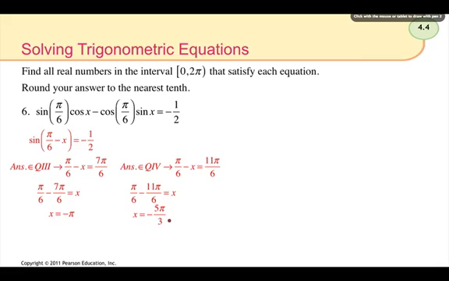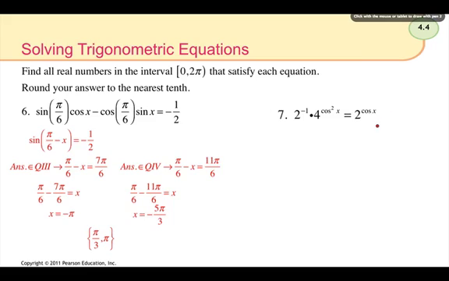Now, if you look at these two answers, they do not fall within the restriction that we need to satisfy in the given interval. So what we need to do is find angles that are coterminal to both of these answers. An angle that is coterminal to negative pi and falls within this restriction turns out to be pi. This one is actually pi over 3. So the two answers for number 6 are here. Let's go to number 7.